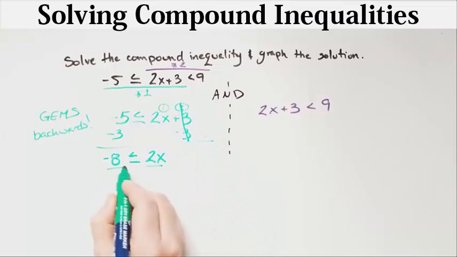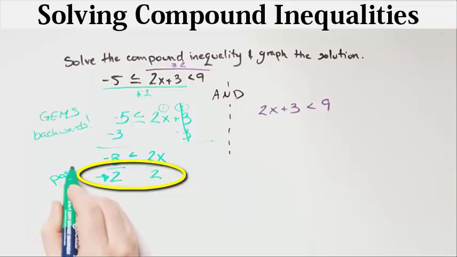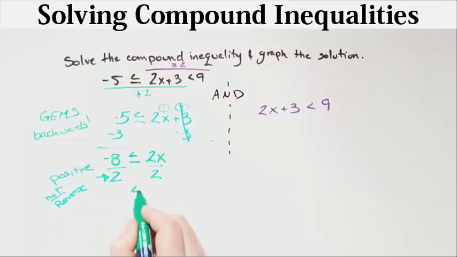Now I need to divide both sides by 2. The minute you divide, you're supposed to stop and take a look. This is a positive number. If we're dividing by a positive, we do not reverse the symbol. So I'm going to immediately write down the symbol it's supposed to be so I do not forget and accidentally write down the wrong symbol.